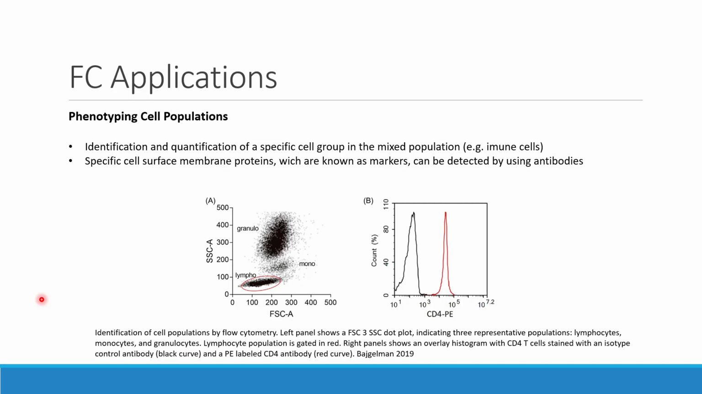In this example, we can identify different cell populations from a blood sample, analyzing a forward scatter versus side scatter dot plot. The smaller and less complex population represented by lymphocytes is shown in the red gate in the lower part of the dot plot, while the granulocytes with greater internal complexity are located in the upper part of the graph, and the monocytes of intermediate size and complexity in the central part.